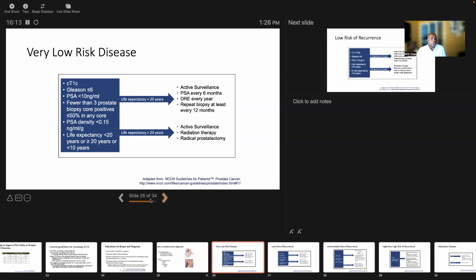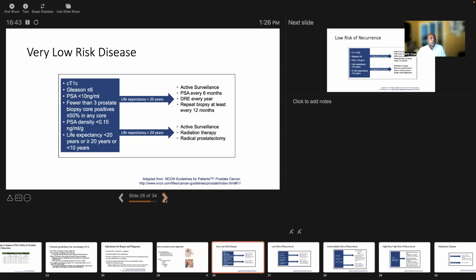When the pathologist reviews the biopsy specimens, they will classify the cancer according to how much cancer there is and what grade. The grades are usually between 6 and 10. The lower the grade, the less aggressive the tumor is. And the higher the amount of cancer in the prostate, the more likely it is for the patient to require treatment.